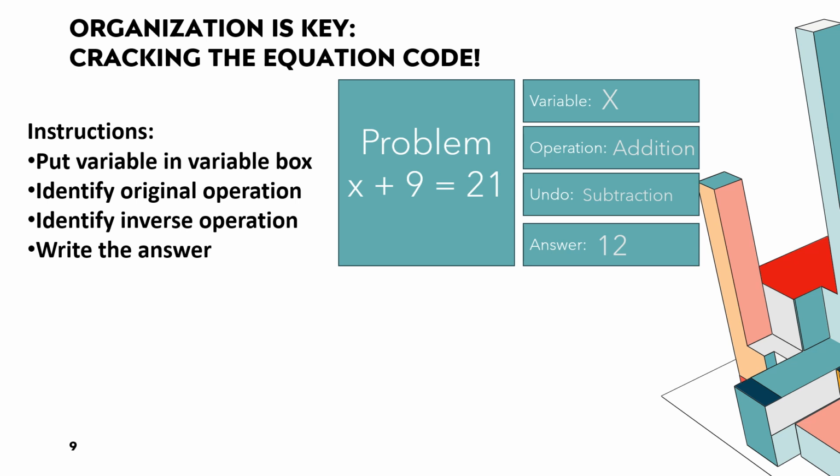The opposite of addition is subtraction. So, we put subtraction in this box. Finally, we subtract 9 from 21 to get 12, our answer. This is correct because the sum of 12 and 9 is 21. On the next slide, we will work a subtraction equation.